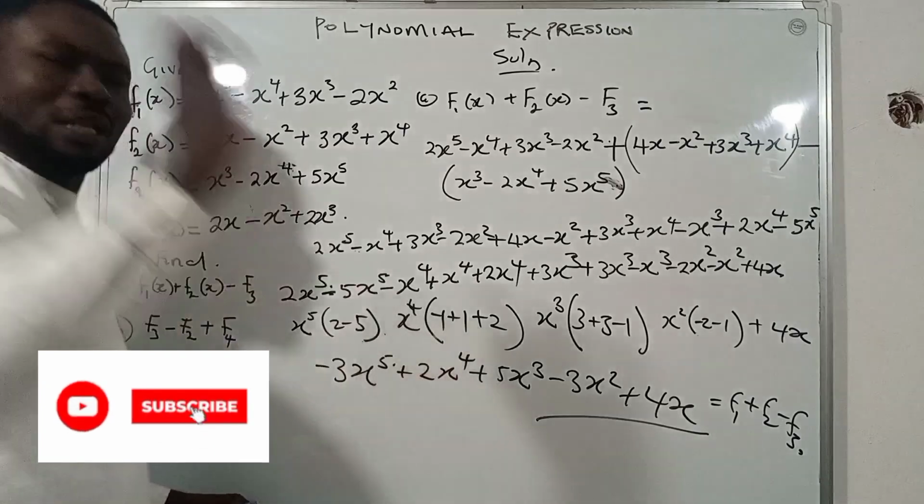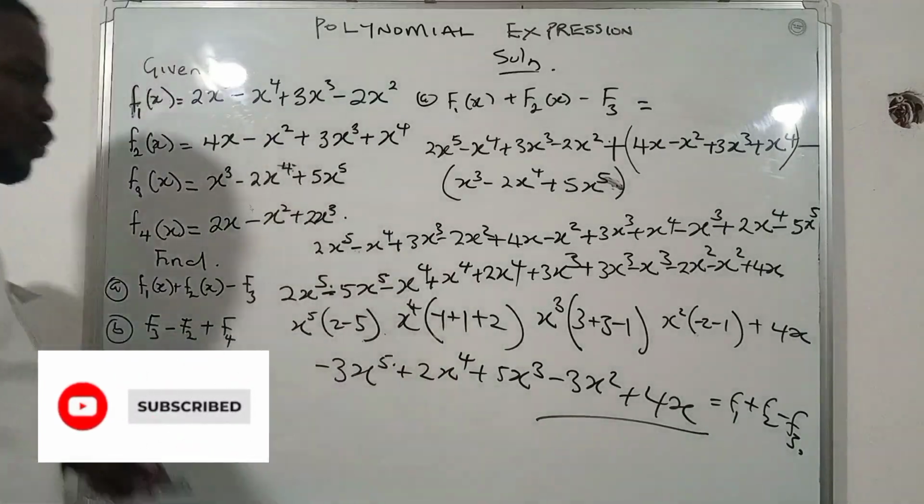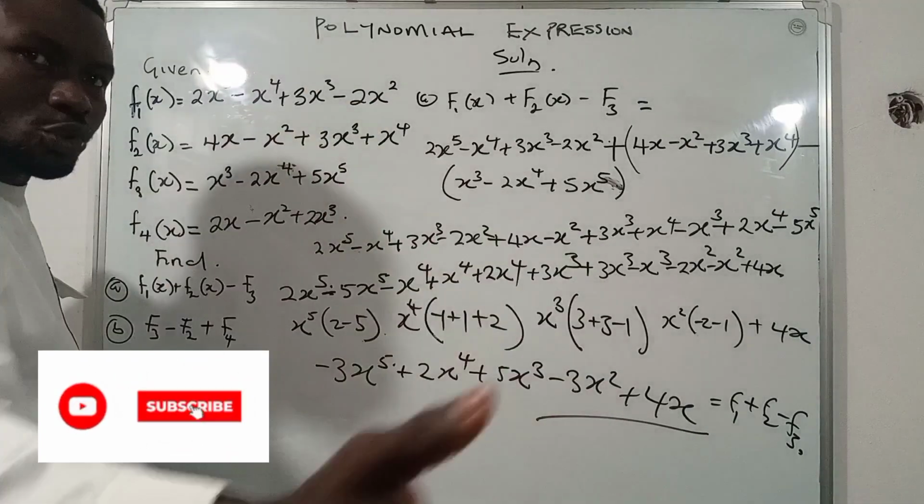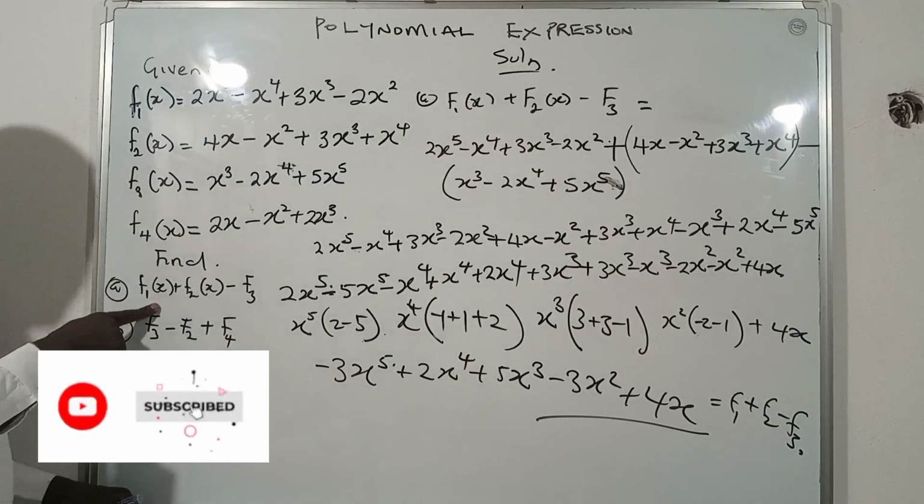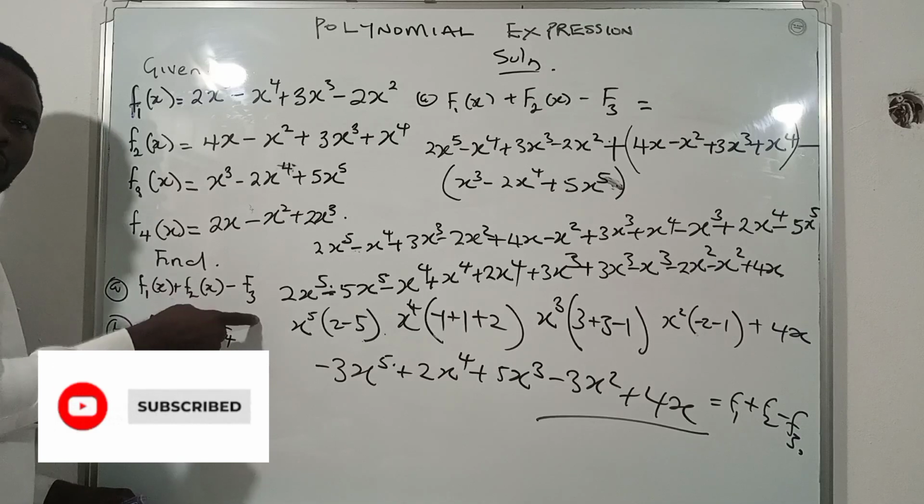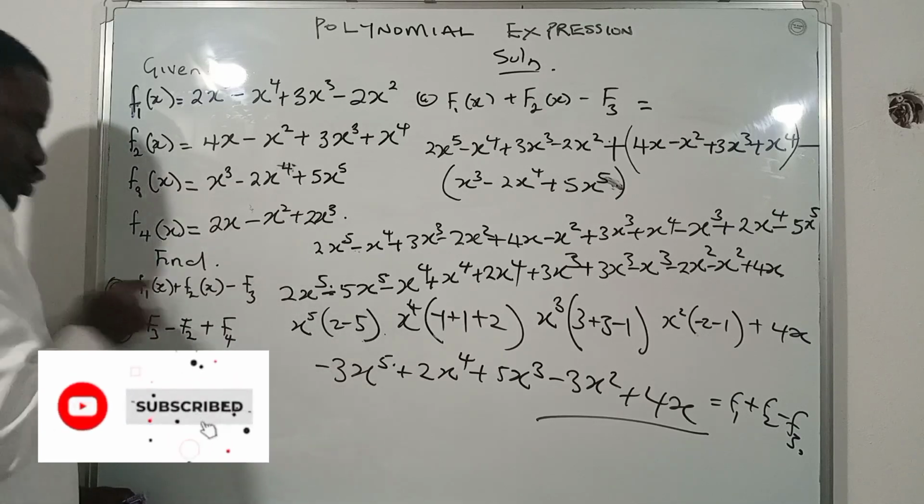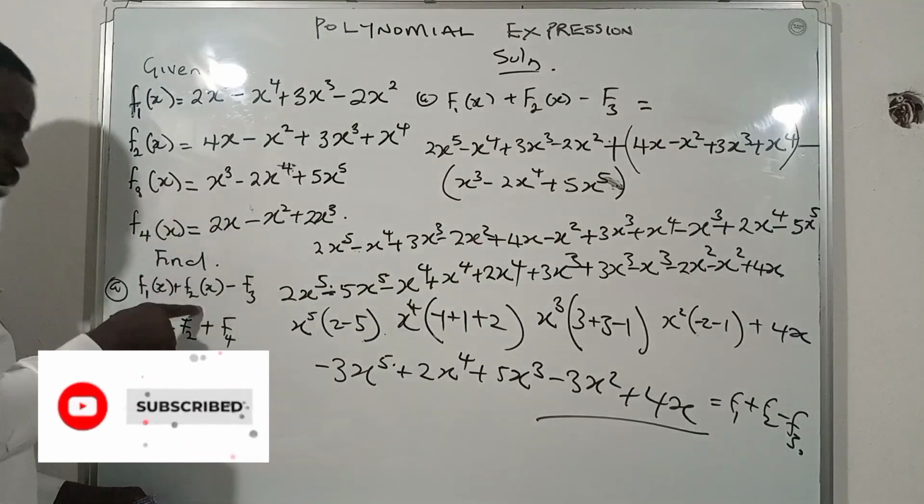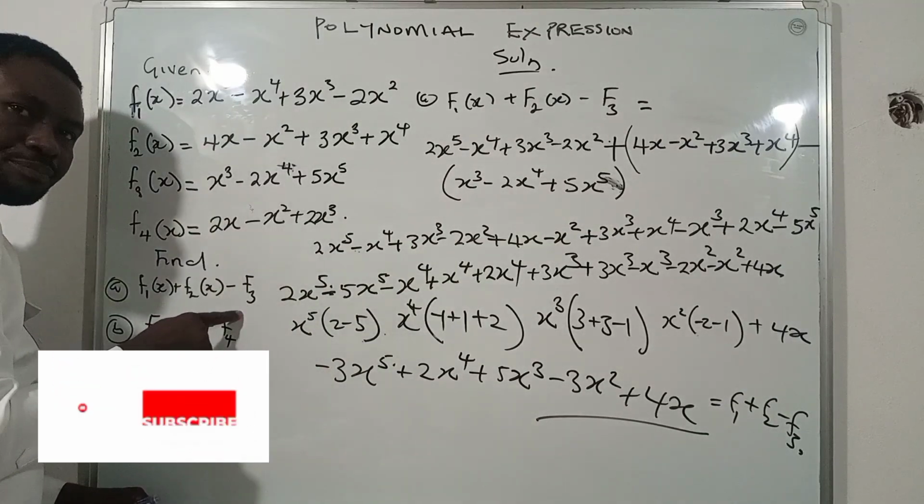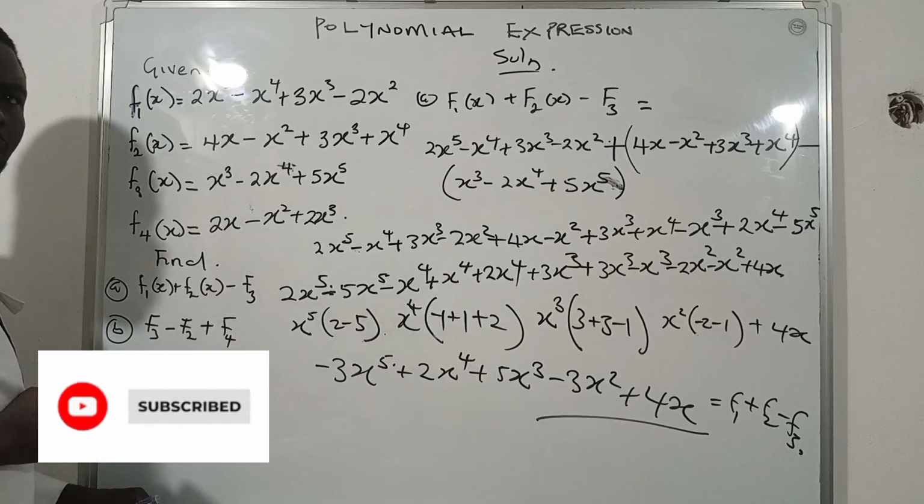Now, sometimes the examiner may say, what is the degree? Supposing this question was not asked this way. Supposing they asked us a question like, what is the degree? I've told you what degree is. Supposing the question is, find the degree of f1 plus f2 minus f3. The question did not say, find the sum of. You just say, what is the degree of f1 plus f2 minus f3? How would you have done that?